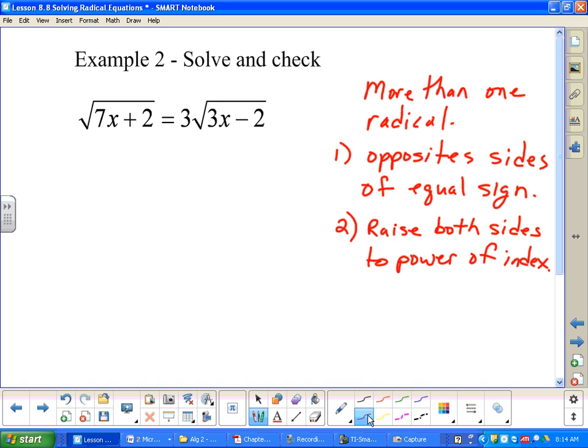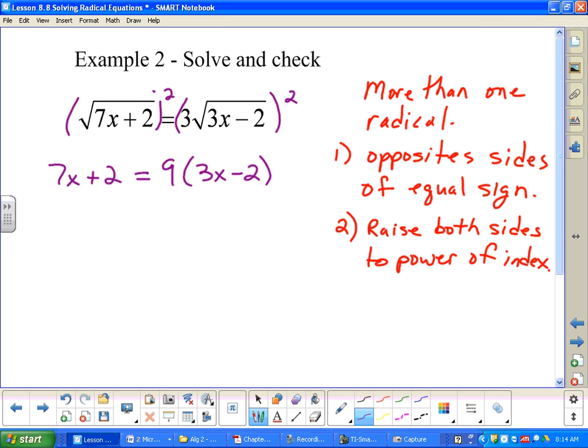Now this one is actually a little bit trickier because of this 3. Now we're squaring everything. So on the left side we have 7x plus 2. Now on the right side though, we have that 3 on the outside. So I have to raise that 3 to that power also. So 3 squared is 9. So we have 9 times the quantity 3x minus 2.